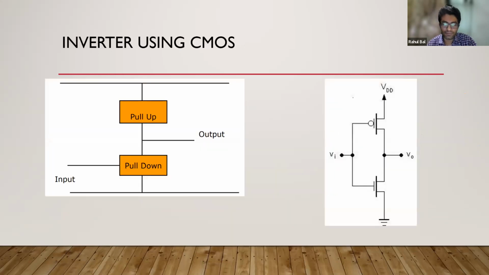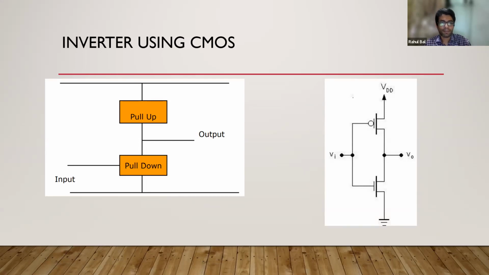I think we are good to go towards the first circuit, which is the CMOS inverter. As you know, the inverter is nothing but it will invert the input. So if the input is up, it will be down. If the input is down, it will be up. So 1 0, 0 1, like this.